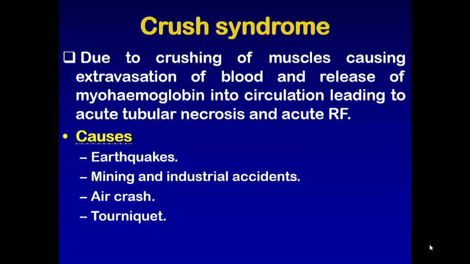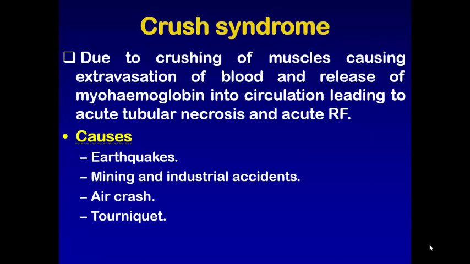What are the main causes of crush syndrome? It occurs during earthquakes, mining and industrial injuries, air crashes, and when applying a tourniquet. Sometimes, after applying a tourniquet for a long time, this will lead to crush syndrome. In crush syndrome, there is initially increased tension in the muscle compartment, commonly in the limb, which itself impedes the circulation and increases the ischemic changes.